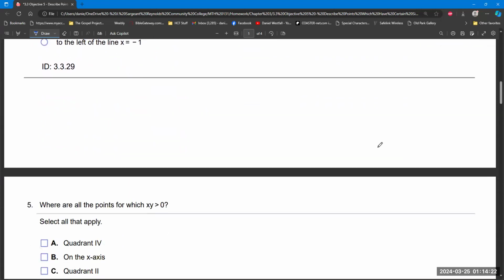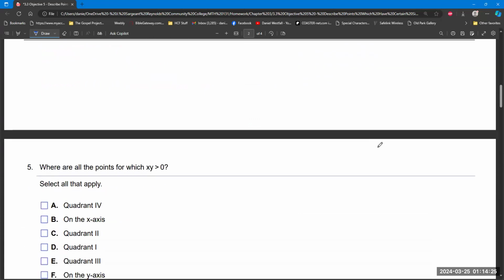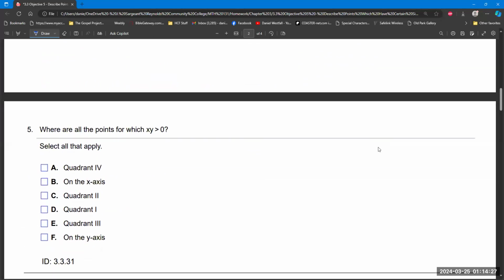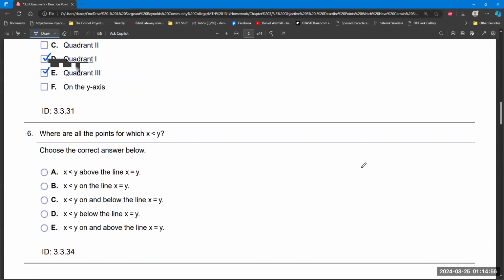Where are all points for which x times y is greater than 0? So if the product is greater than 0, then they need to have the same sign. So they can be in quadrant 1. They can be in quadrant 3. They can't be on the axes because that would make their product equal to 0. And they can't be in quadrant 2 or quadrant 4 where they have opposite signs because their product will be less than 0. So quadrant 1 or quadrant 3 is where that is.